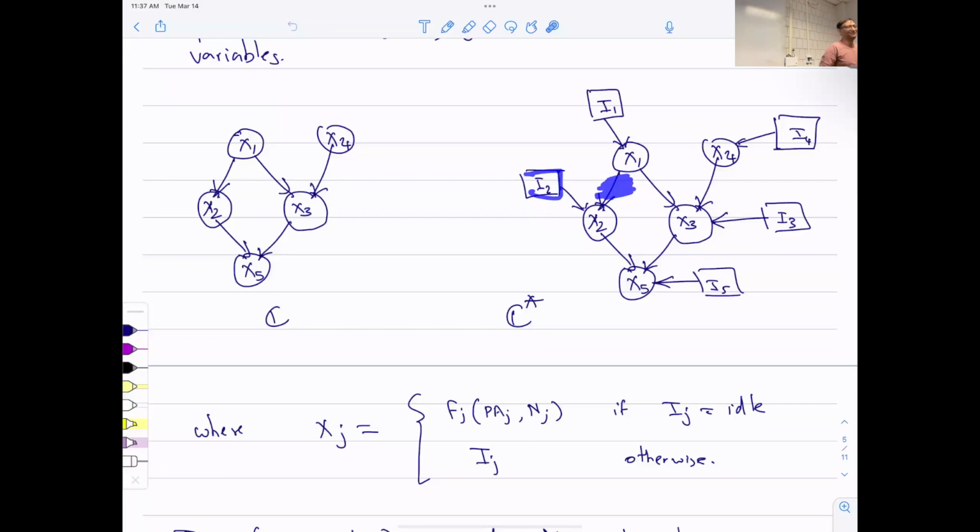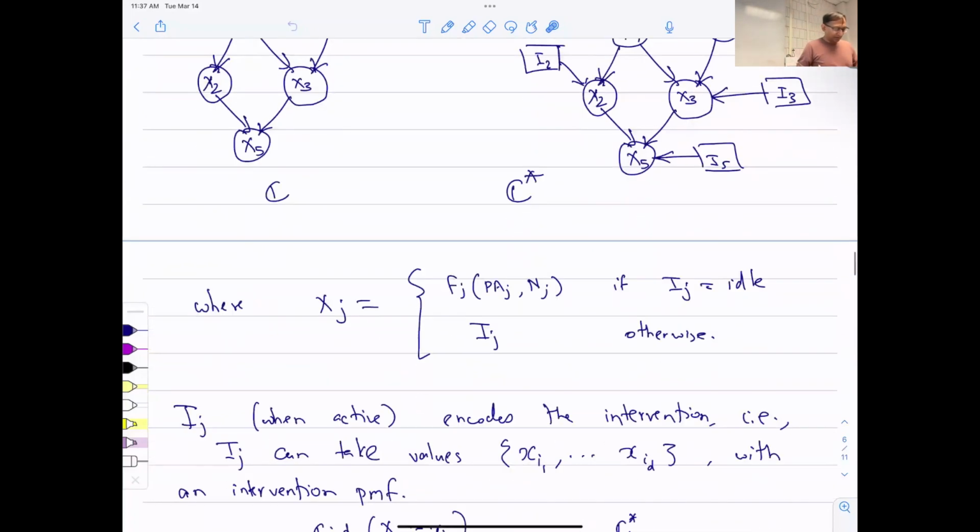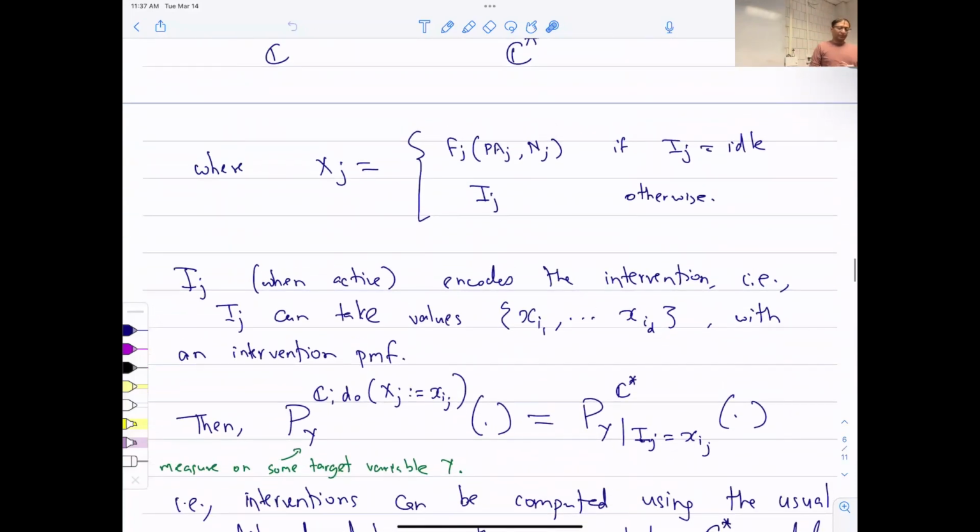Meaning, actually, this is what happens when it's not idle. So this is one way to encode interventions. When it's active, it encodes the intervention. So maybe Ij can take values over whatever the alphabet X originally had.